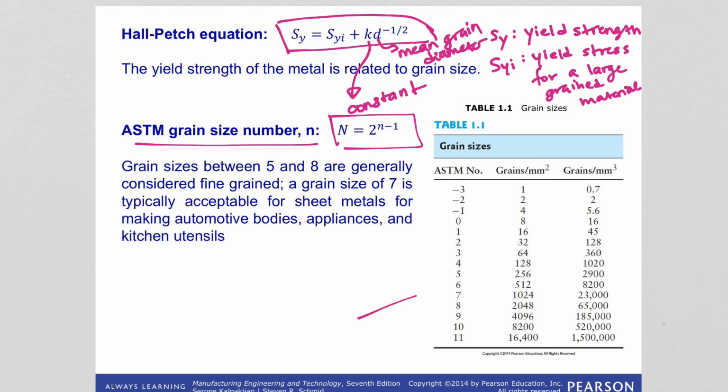In this table we are seeing the ASTM grain sizes and the corresponding number of grains per area, basically, or per volume. You can actually see that for a grain size of 11, let's say, within an area you have this many grains. So it's very, very tiny grains, a very strong material, right?